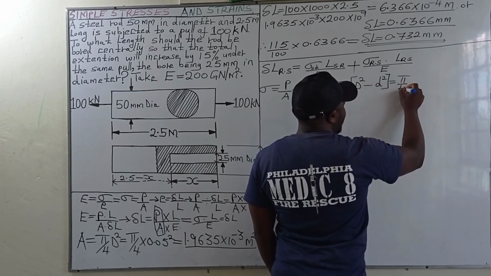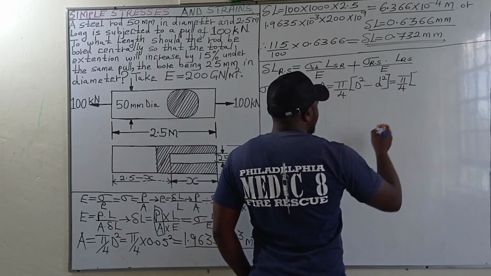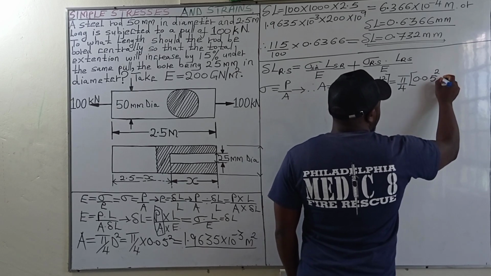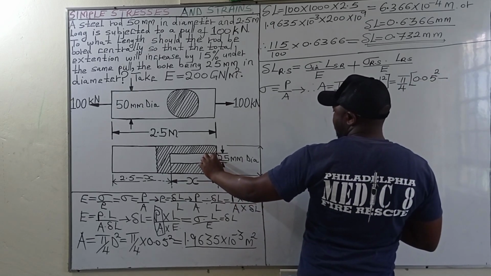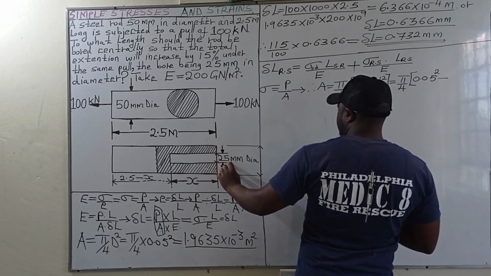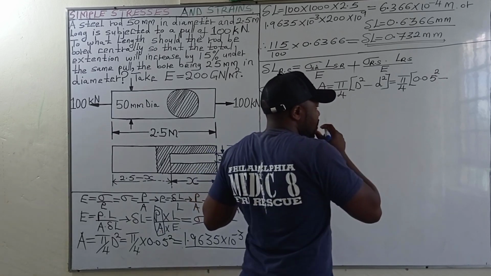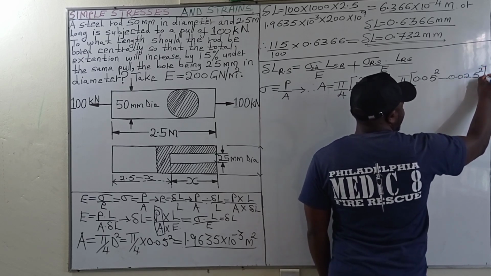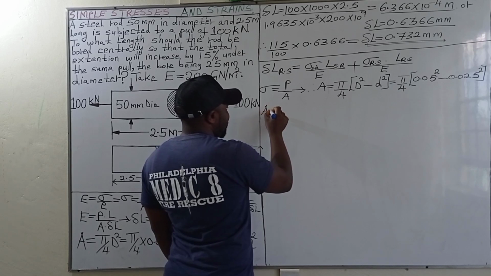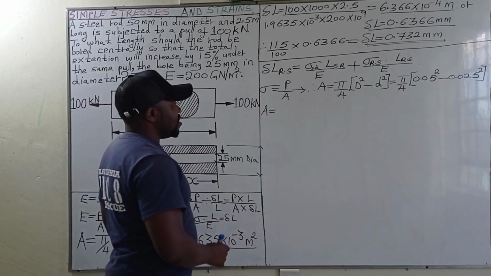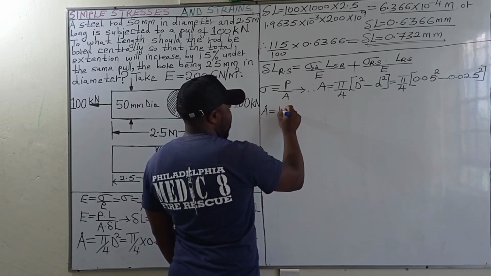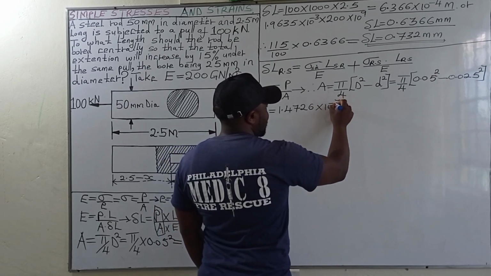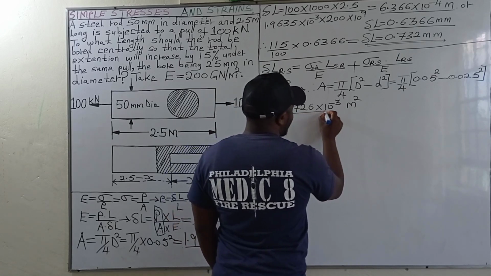and therefore the cross-sectional area is now going to be pi over 4 into the diameter of the solid section, which is 50 millimeters or 0.05 meters, squared. We subtract the diameter of the bore or the hole, which is 25 millimeters. When you convert that to meters, that is going to be 0.025 squared. And that's going to give us a cross-sectional area of the shaded region being equal to 1.4726 times 10 raised to the power of -3 square meters. So that is the cross-sectional area.